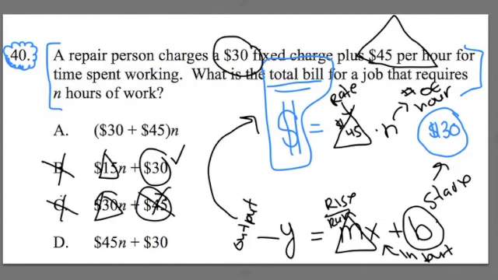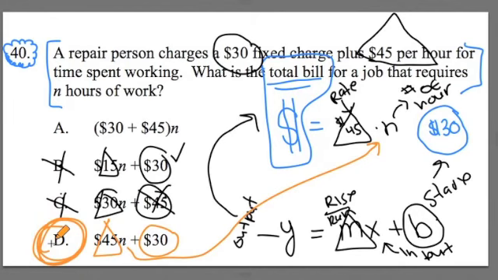Now let's look at the right answer, D. Think about the structure. This refers to our y-intercept, our starting point of $30 fixed rate. And this refers to the rate per hour, $45 per hour, and N refers to the number of hours they do. So D is the answer.